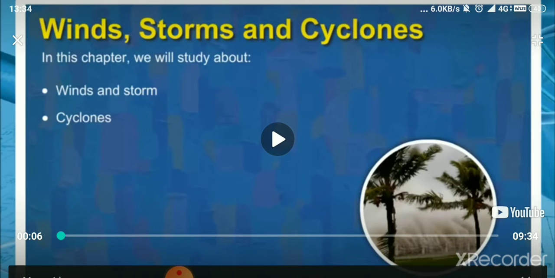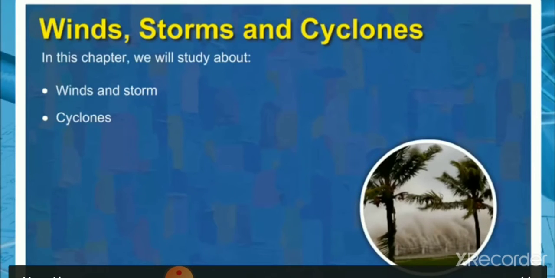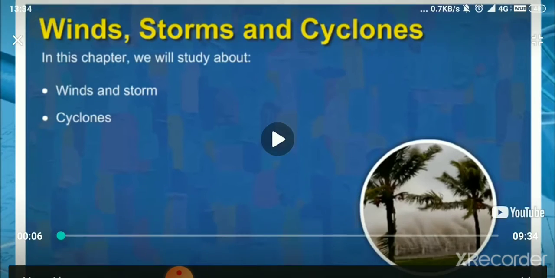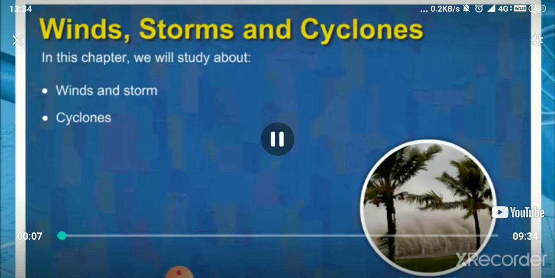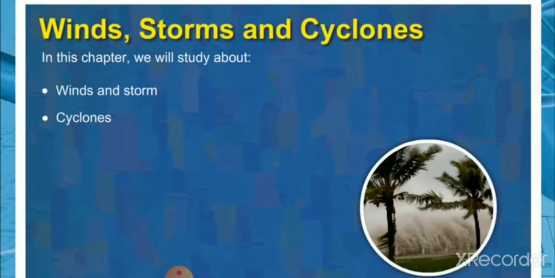What is atmosphere? The layer of air surrounding the earth is known as atmosphere. And what is atmospheric pressure? The pressure exerted by the atmosphere is called atmospheric pressure. So now we are learning about the properties of air.